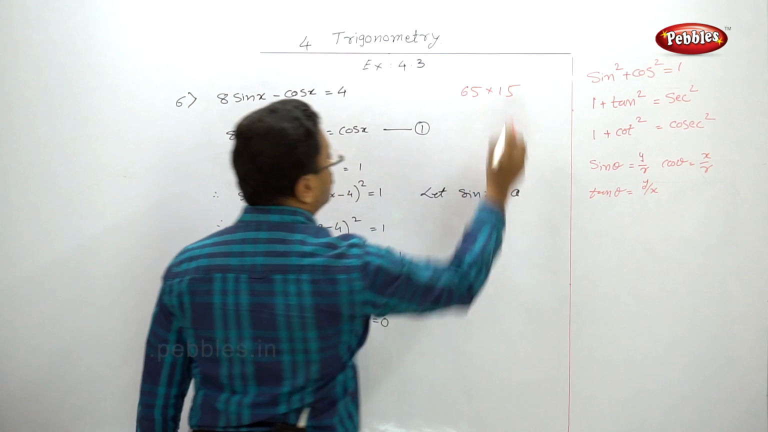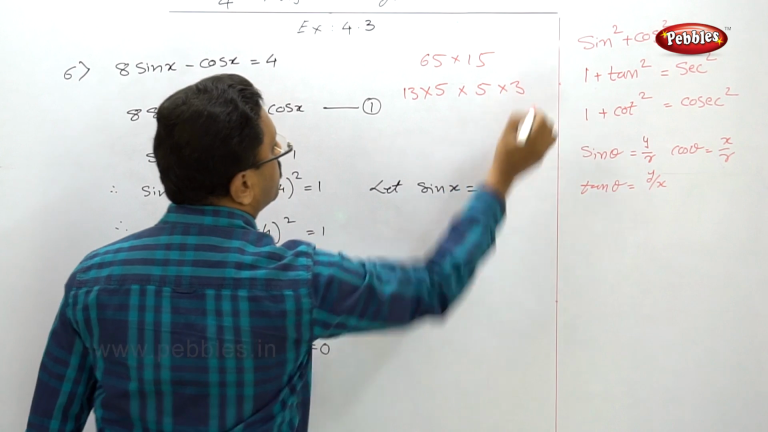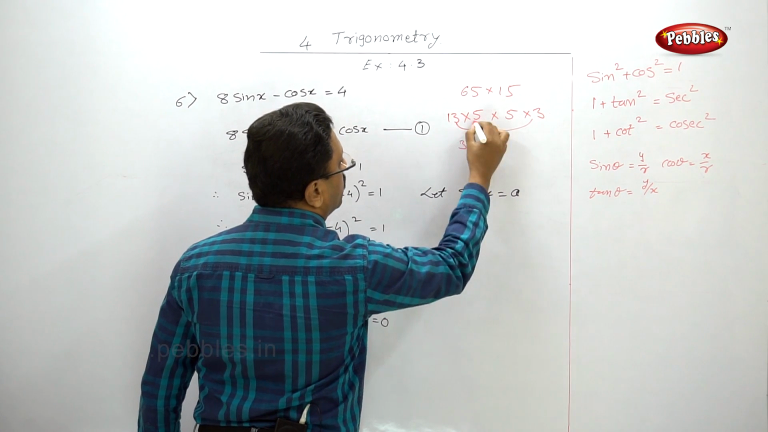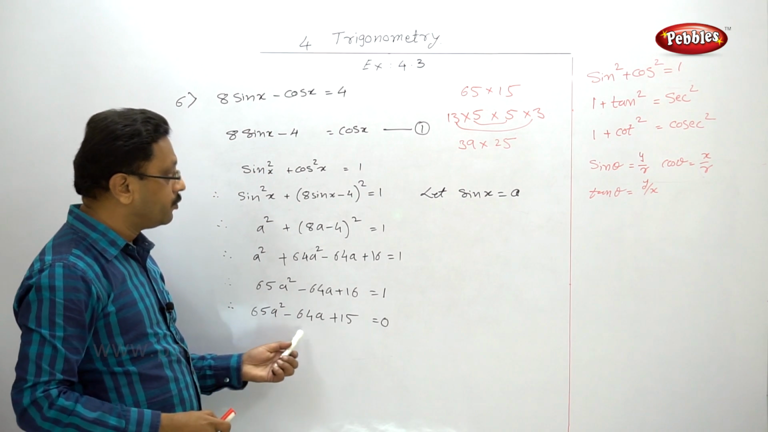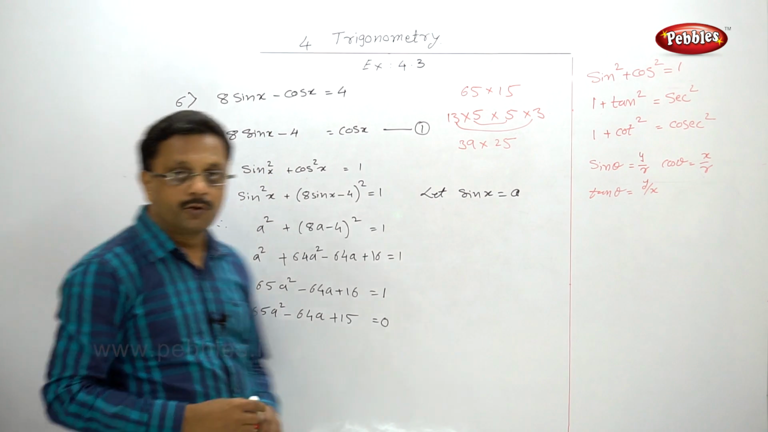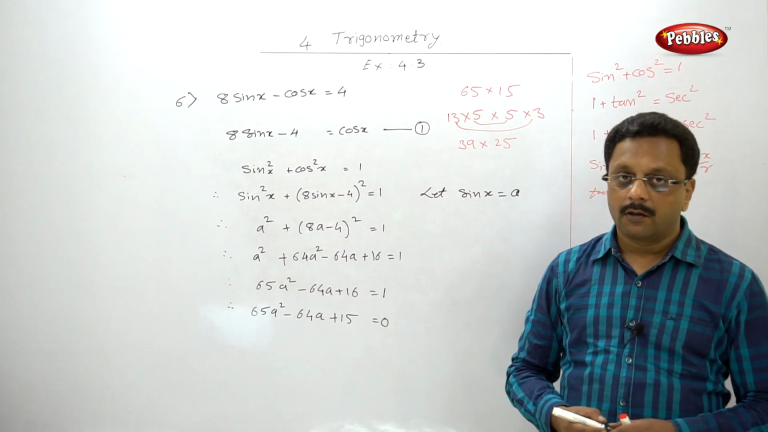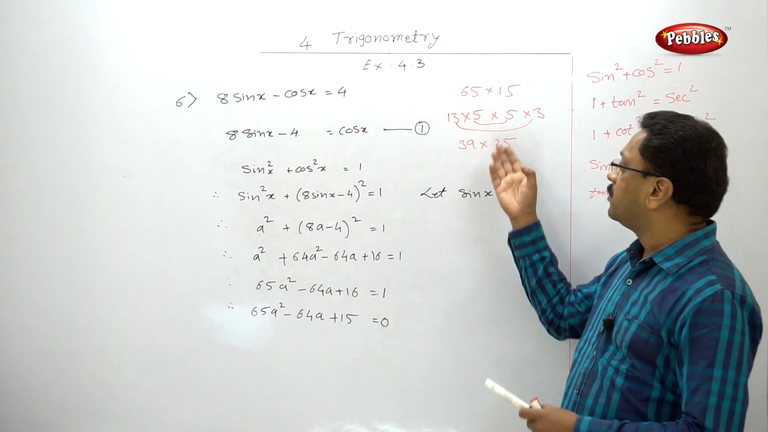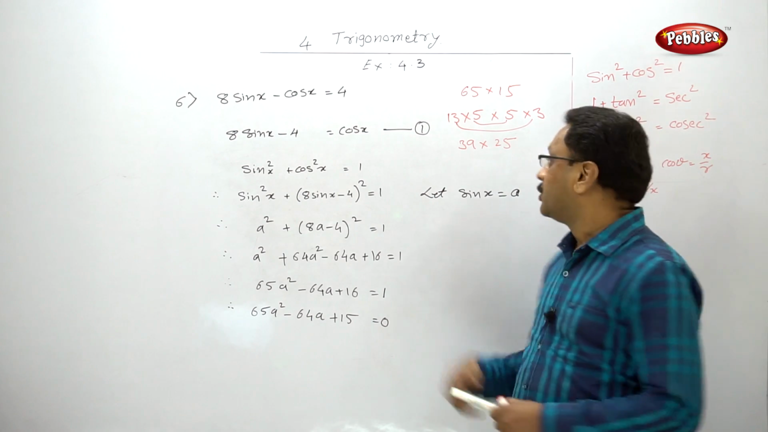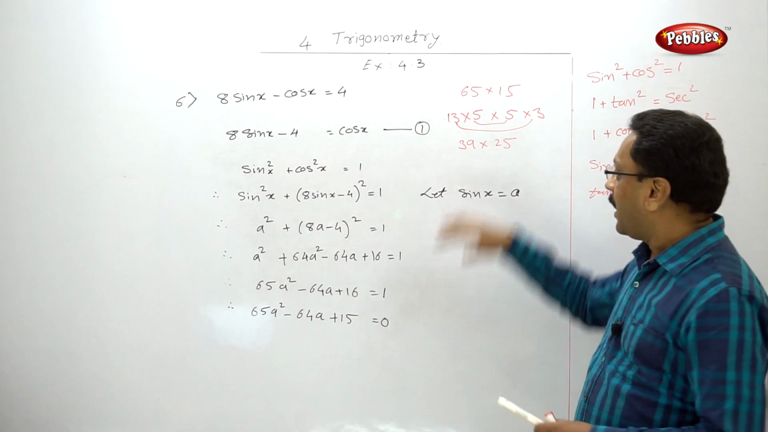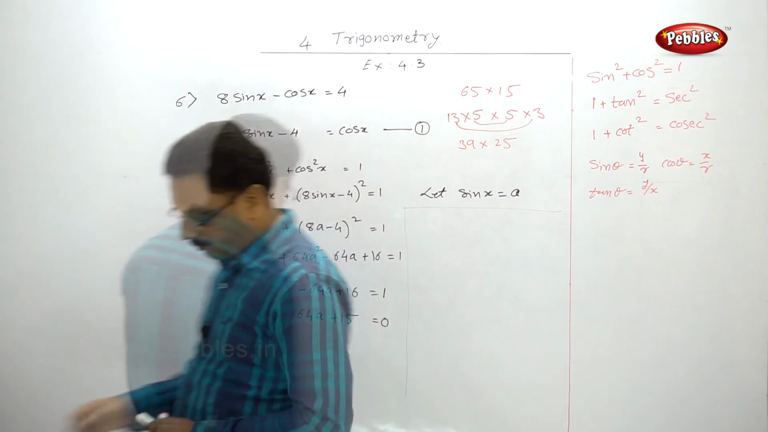65 into 16. 13 into 5, and here I'll have 5 into 3. 39 and 25. So 39 and 25 will give you 64. So you will have minus 39 minus 25. Correct? So please pause your video here. I have even given you the factors ready-made, spoon-fed. Please pause your video here and find out the value of a.